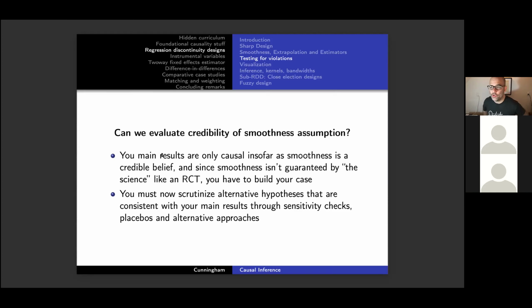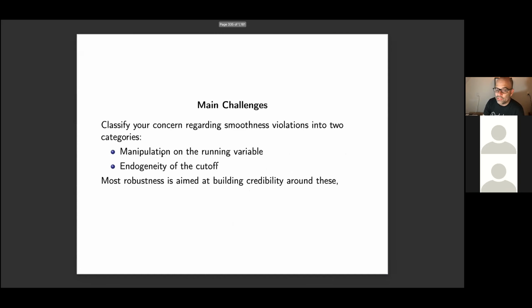So what you've got to do instead is check to see how believable smoothness is by looking at its logical consequences. You've got to scrutinize alternative hypotheses that are consistent with your main results through sensitivity checks, placebos, and alternative approaches. And we're going to discuss some of these violations.